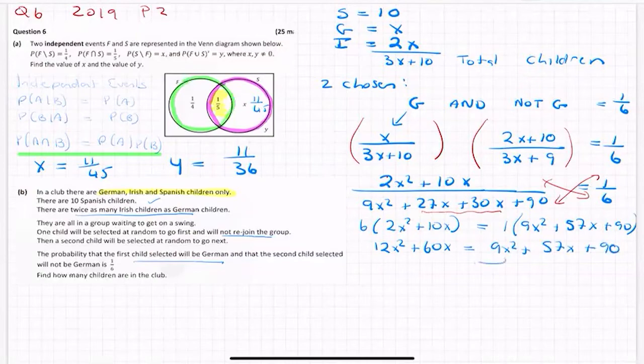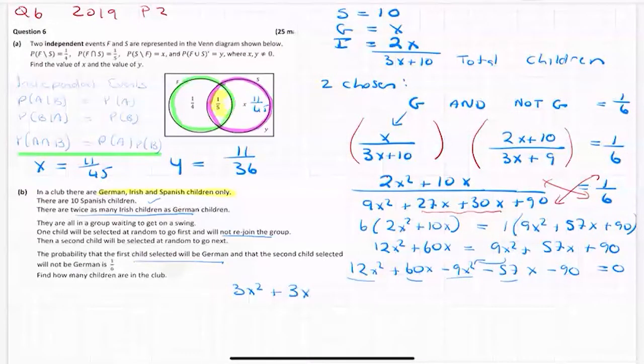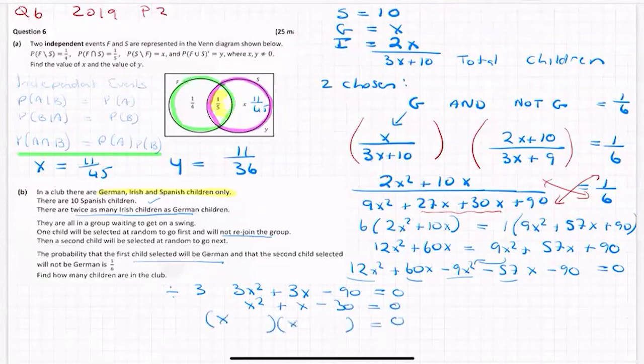Let's bring everything over to the left because I see a quadratic. Minus 9x squared minus 57x minus 90 equals 0. The x squareds, so I'm getting 3x squared. The x's, I'm getting plus 3x. And then minus 90 is equal to 0. Divide across by 3 to make it easier. X squared plus x minus 30 is equal to 0. Minus 30 is your guide number. So the factors of 30 that give you the plus 1 in the middle are 6 and 5.